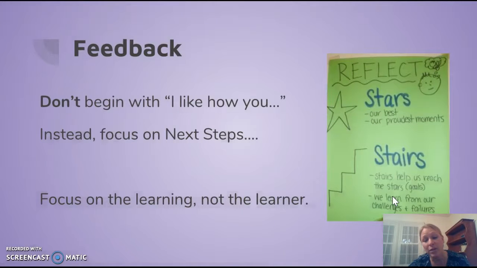Feedback should not begin with "I like how you." Instead, it should focus on next steps. Focus on the learning, not the learner. That way, students can move forward with or without you.